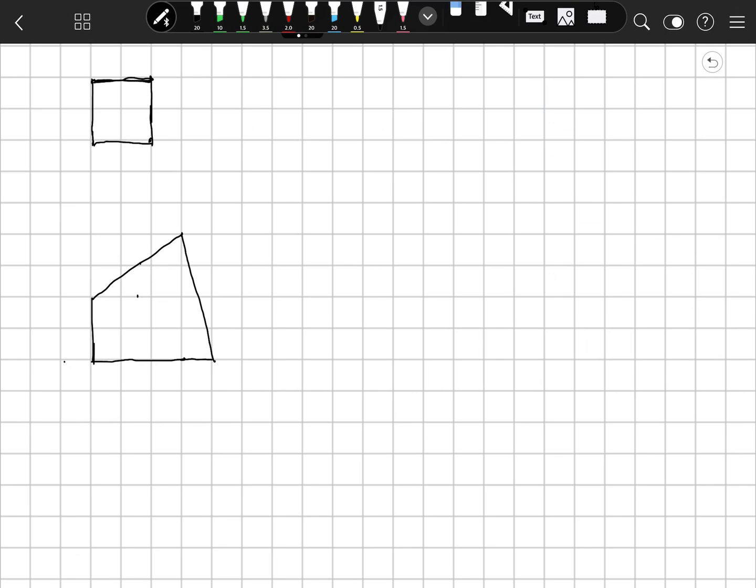I've got a couple of shapes on the board here. First one's a simple square, and I want you to think what would happen if we located some midpoints on this square. Right there, right there, right there, and right there. And we connected those midpoints.